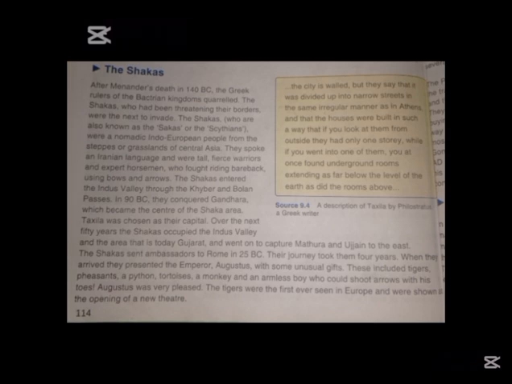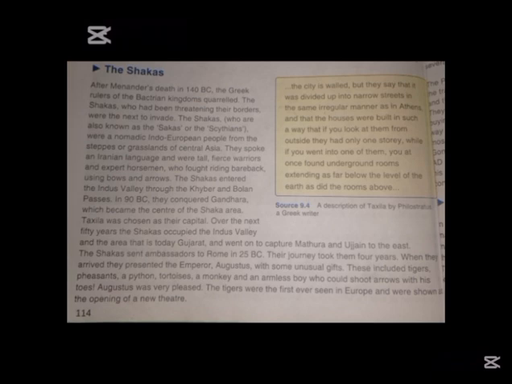These are colorful birds. In source 9.4, a description of Taxila by Philostratus, a Greek writer, is presented. You can read from the yellow box. The city is walled, but they say that it was divided up into narrow streets in the same irregular manner as in Athens, and that the houses were built in such a way that if you look at them from outside, they had only one story, while if you went into one of them, you at once found another, underground rooms extending as far below the level of the earth as did the rooms above. So, how were the houses in Taxila? They were just single story but had some underground rooms also. So, this is all about the Shakas.